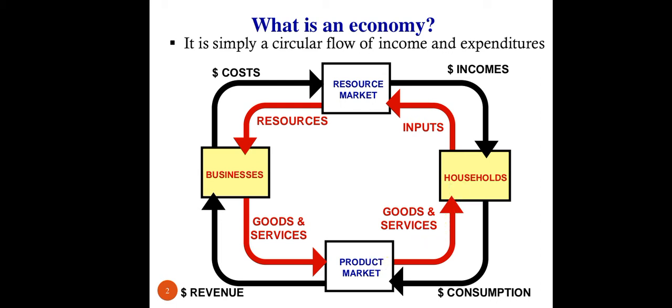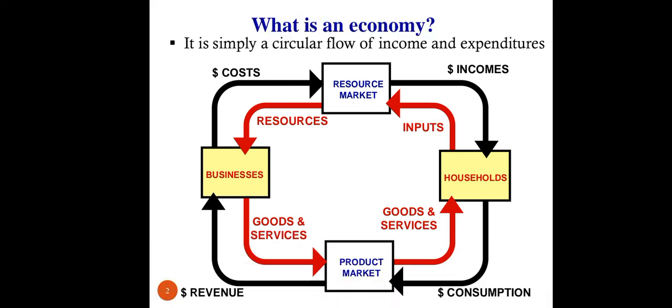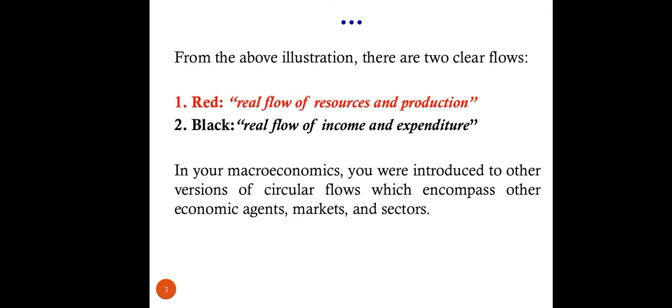And then we said households are giving inputs to the resource market, but the resource market is going to give income to the household. So when you sell, there is cash involved. So that is how they're going to have the income. And the business in form of costs is also going to give to the resource market. Product market is going to give to the business in form of revenue. And then we are going to have the households giving to the product market in form of consumption. So that is just basically an illustration of an economy.